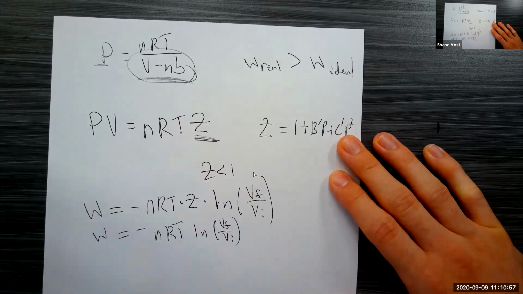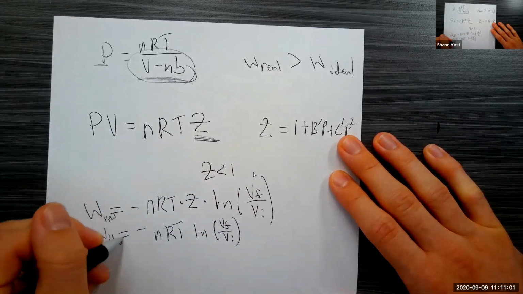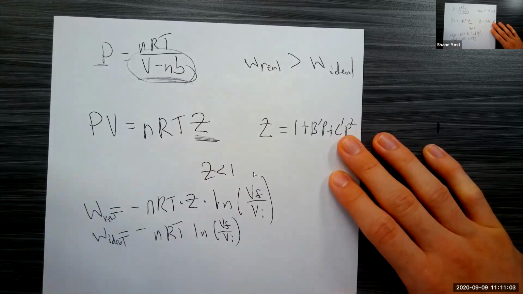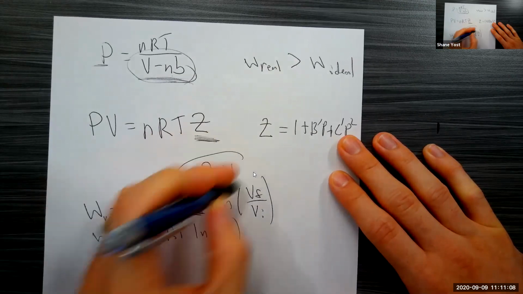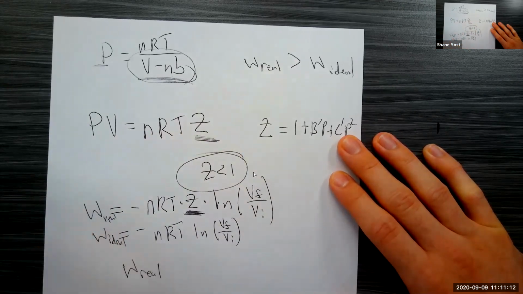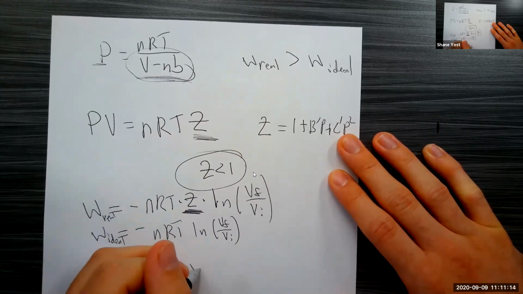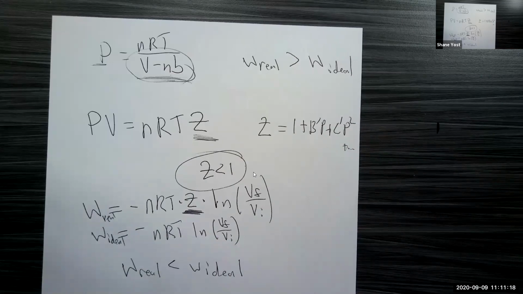Okay, so we can compare the work for the real and the ideal. We see that the only difference here is this multiplication by Z, which we know is less than 1. So that means work real has to be less than work ideal for this gas. And again, why this is different than the example problem on the slides is because the equation of state is different when describing that gas.